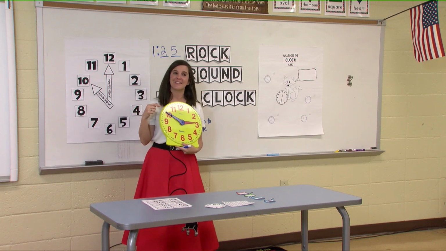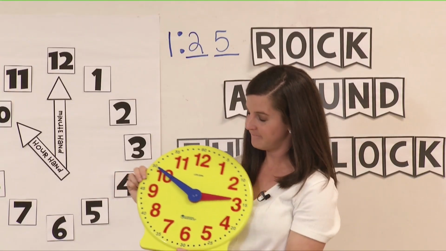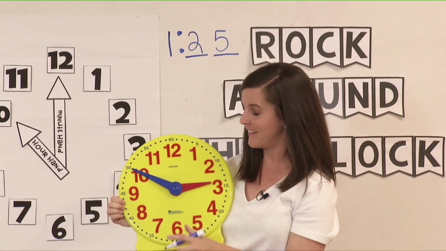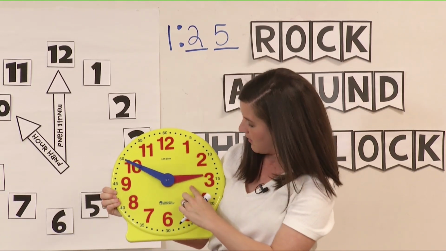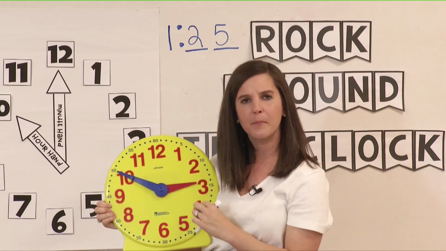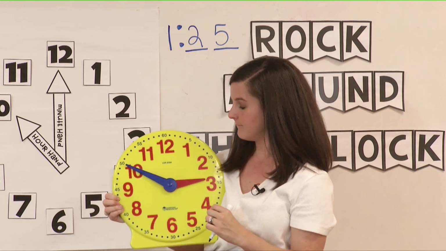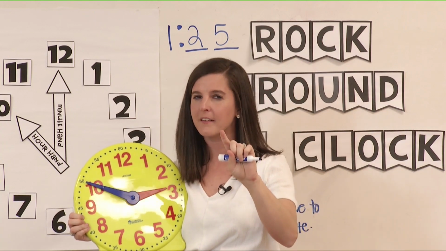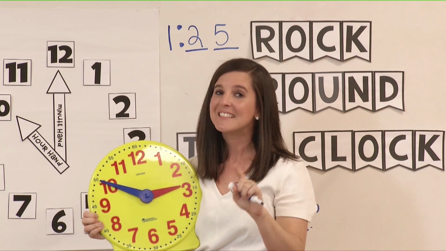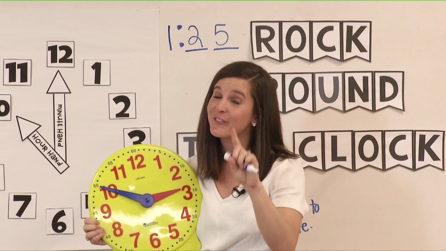Okay, so let's start with our hour. Well, we know our hour hand is that shorter hand. On my clock, it's red, right? Okay, let's look at it. What number is it pointing to? Kind of looks like it's pointing at the 3, doesn't it? But is it directly on the 3? Not right in the center of the 3, and there's a reason why.